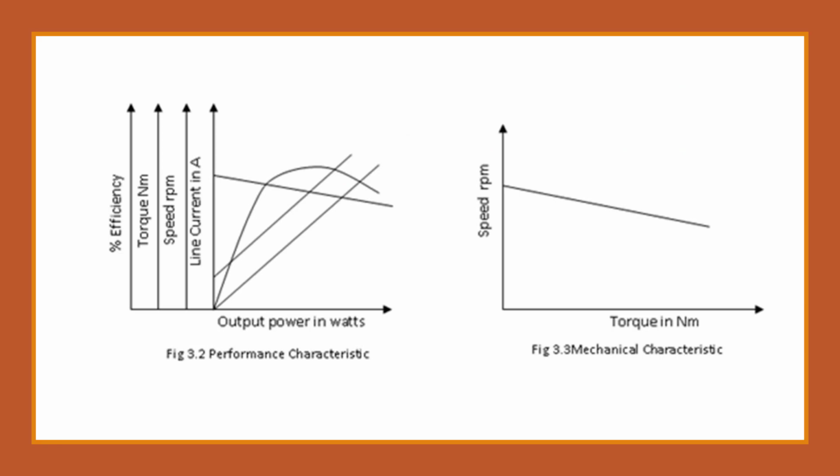This is the model graph, the performance characteristics and the mechanical characteristics of our DC compound motor. Here this is the speed versus output power, this is the efficiency versus output power, this is the torque versus output power, and this is the load current versus output power. We are going to draw the graph by calculating the parameters according to the tabulation. From this we can identify the performance and efficiency of the machine for different loading conditions: for different output power, the variation in speed, torque and efficiency can all be found from this graph.